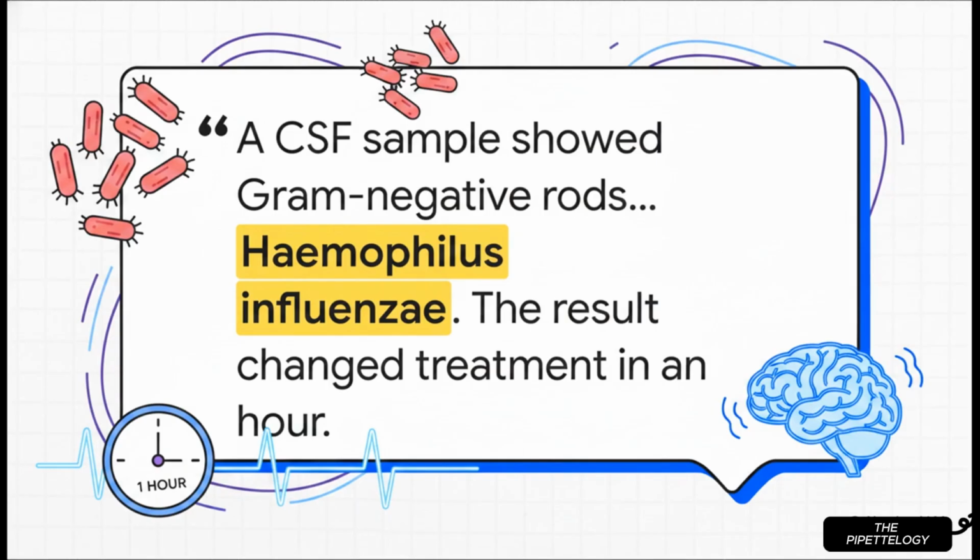And this is why it all matters so much. This story from a seasoned lab scientist just captures the real-world stakes perfectly. So they get a CSF sample, that's cerebrospinal fluid, from the brain and spinal cord, and the stain shows gram-negative rods. That result, right then and there, pointed to a really specific, really dangerous bacteria. It allowed the doctors to completely change the treatment plan for that patient, all within an hour. That's the power of this test.